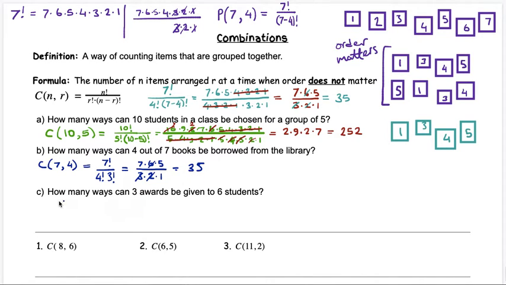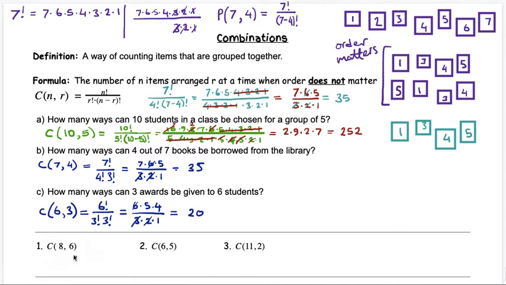Another example here, a combination of 6 choose 3, is 6 factorial divided by 3 factorial times 6 minus 3 factorial, which is 3 factorial. We're going to have 3 terms, so 6, 5, 4, and then we're going to have 3, 2, 1 from the n minus r. Once again, 3 times 2 cancels out with the 6, and 5 times 4 is 20. So we've got 20 different ways of awarding 3 awards to 6 students. So we're getting the hang of this now quite quickly.